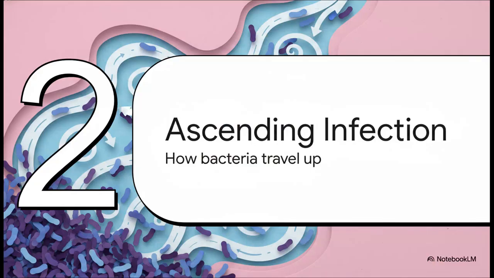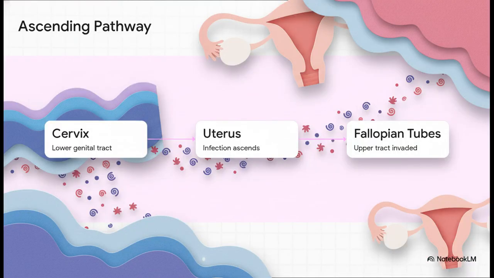Moving on to Section 2, Anatomy of Ascending Infection. Let's trace the actual anatomical journey of this disease. Normally, cervical mucus acts as a highly effective protective barrier that keeps things out. But in PID, these organisms somehow manage to bypass that defense. They start down in the lower genital tract at the cervix, they ascend right up into the uterus, and finally, they invade those delicate fallopian tubes. It's a classic ascending infection. And honestly, understanding this pathway is the key to understanding all the damage it leaves behind.